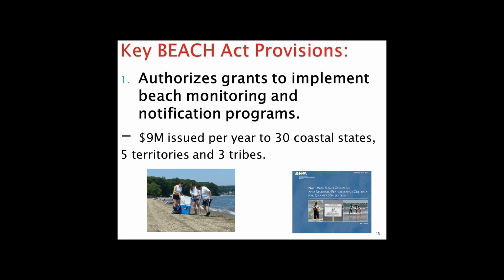So I'm going to go through each of these provisions. First, authorizing grants to implement beach monitoring and notification programs. Approximately $9 million is issued each year to 30 coastal states, 5 territories, and 3 tribes to implement beach monitoring and notification programs. And these programs have been instrumental in allowing the number of beaches to be monitored. Previously, just a handful of states could monitor the beaches, and now there are more than 4,000 beaches monitored. So it's been a huge help.